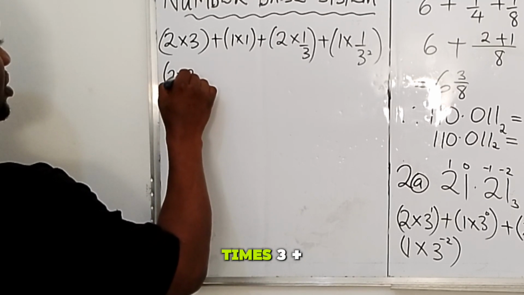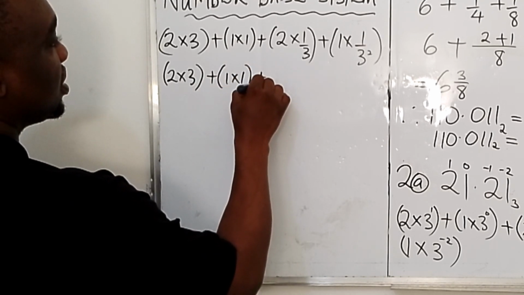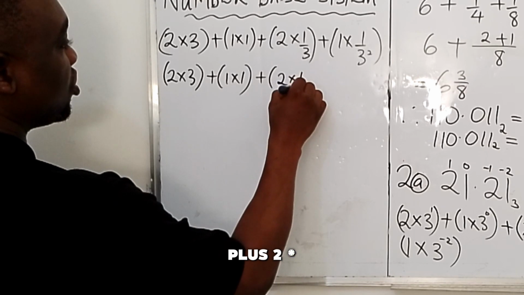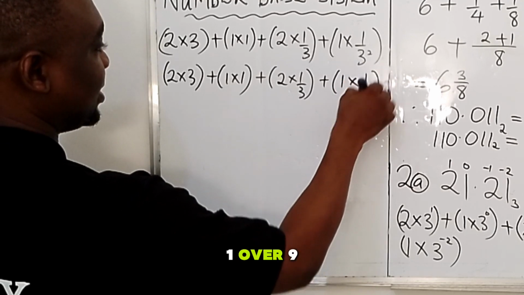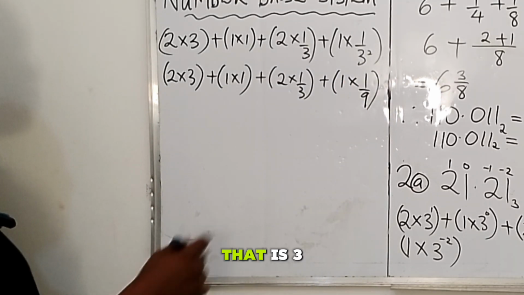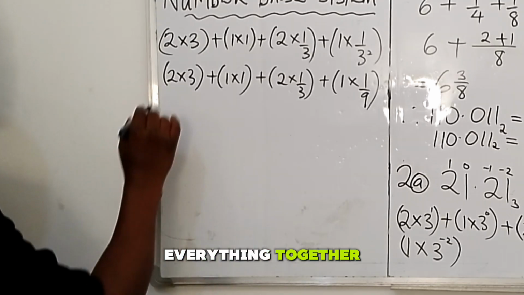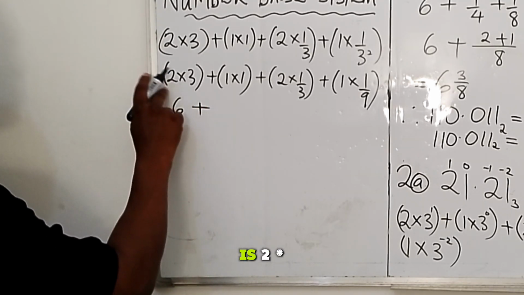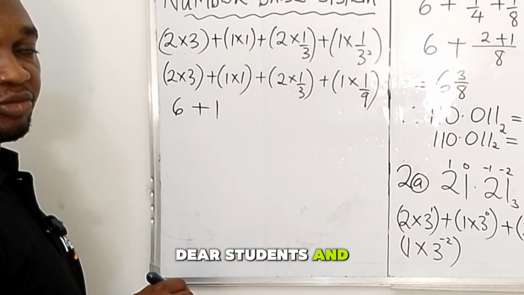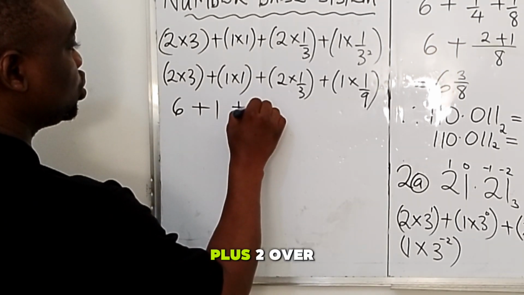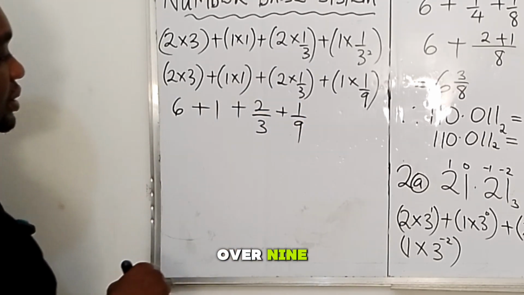We have 2 times 3 plus 1 times 1 plus 2 times 1 over 3 plus 1 times 1 over 9. That is, 3 to power 2 is 9. From here on, we're going to put everything together. So we have a 6, that is 2 times 3 is 6. 1 times 1 is 1, my dear students and viewers, plus 2 over 3 plus 1 over 9.